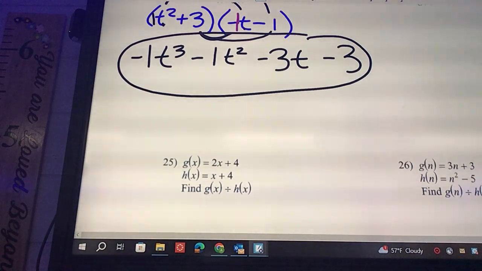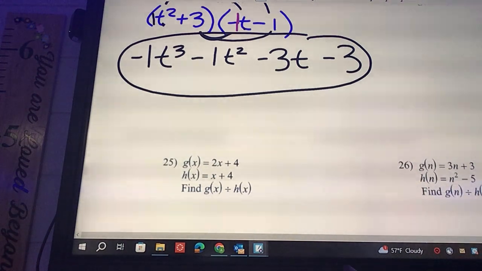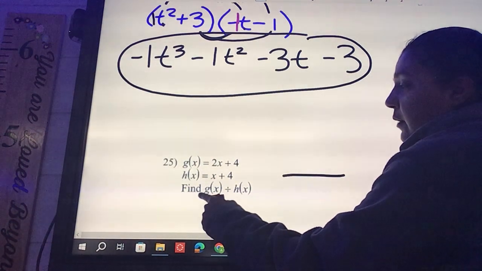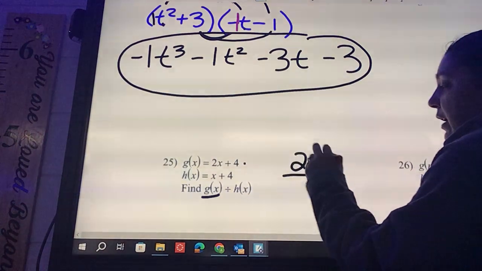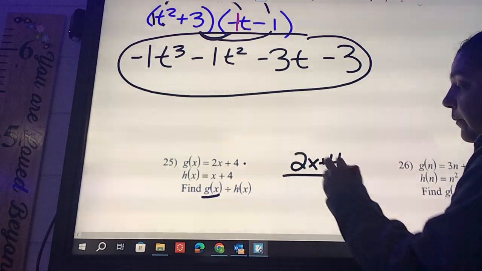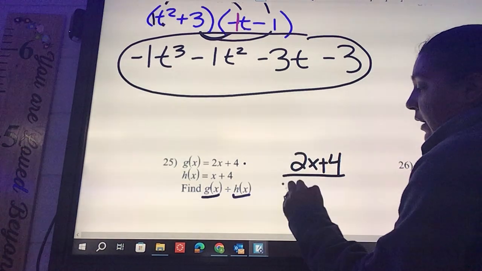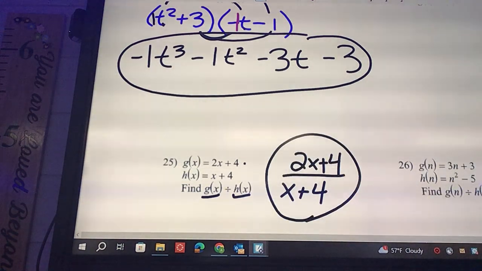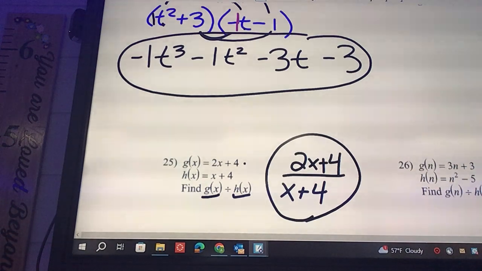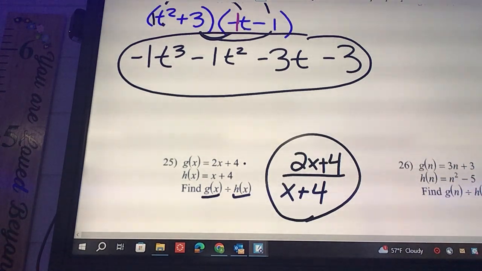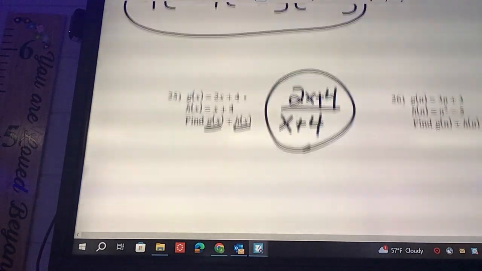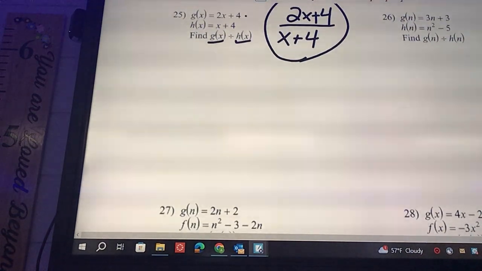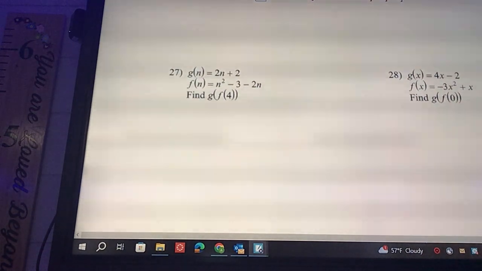Okay, 25 is the division one. We just write the top over the bottom. So G is gonna be my top, which is this one, 2x plus 4 over h of x, which is x plus 4. Okay, 27 is that composition one.